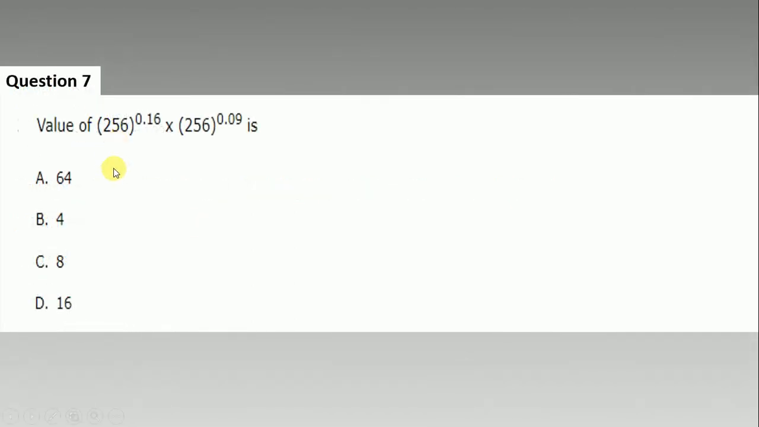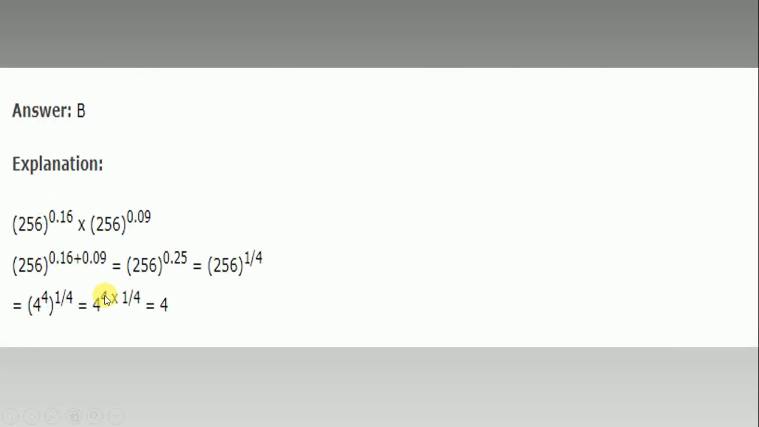Now question 7. The value of 256 raised to power 0.16 into 256 raised to power 0.09 is. So here what will be the value? And here are your options, but we have to watch the solution. And I hope all of you know that a raised to power a into a raised to power b, we get a raised to power a plus b. So in this case, 256 raised to power 0.16 plus 0.09. So we will get 256 raised to power 0.25, which is equal to 256 raised to power 1 by 4, because simply 1 by 4 means 0.25.